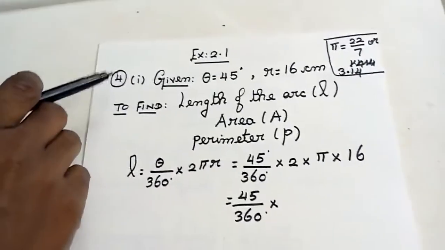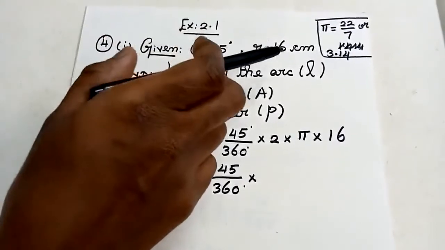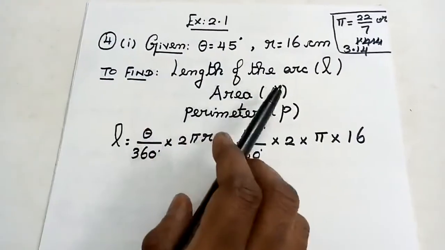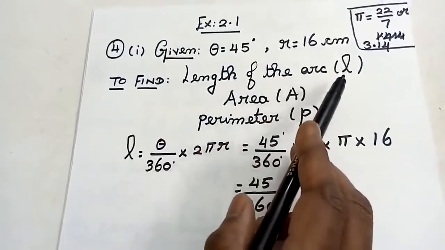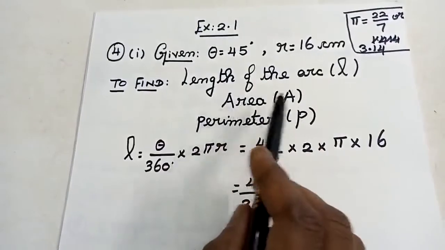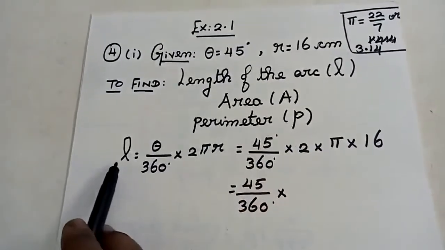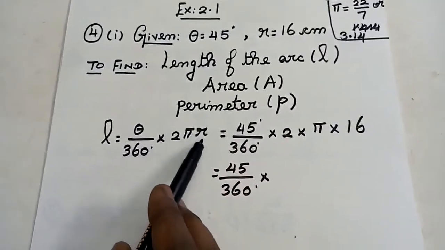Exercise 2.141. Given theta equal to 45 degree and r equal to 16 centimeter. We are going to find length of the arc, area and perimeter. Length of the arc is denoted by L, area capital A and perimeter P. The first formula is L equal to theta by 360 degree into 2 pi r.